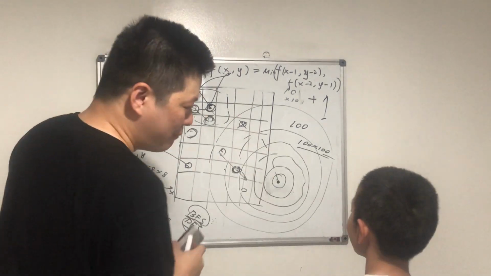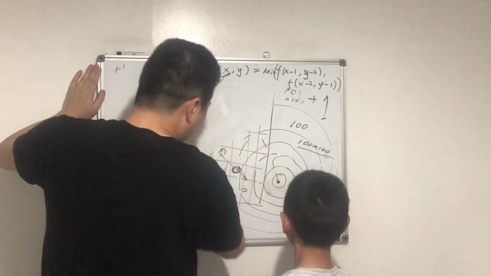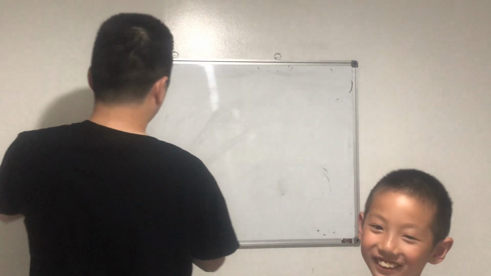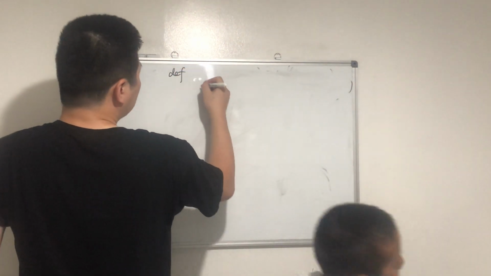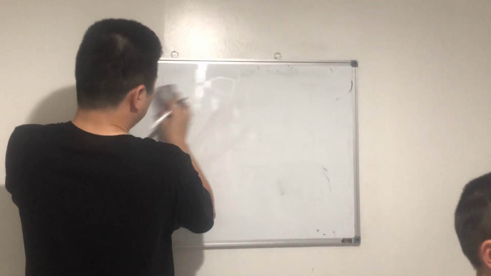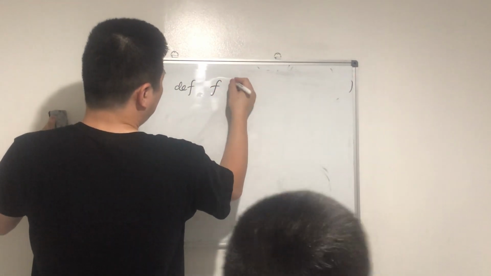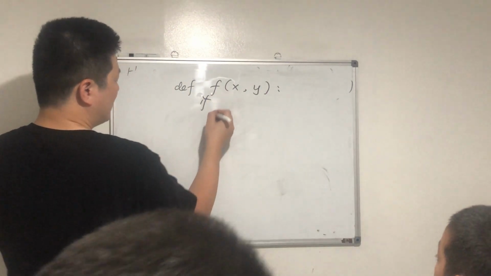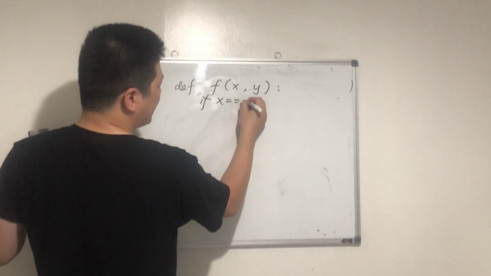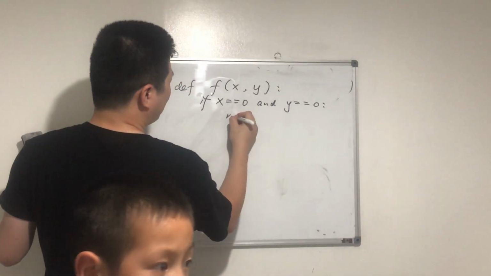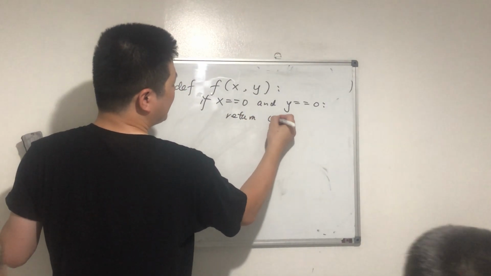Top-down dynamic programming. Okay, let's write this very quickly. Please define the cache. Define f(x, y). If x equals 0 and y equals 0, it's the origin, return what? Return 0.